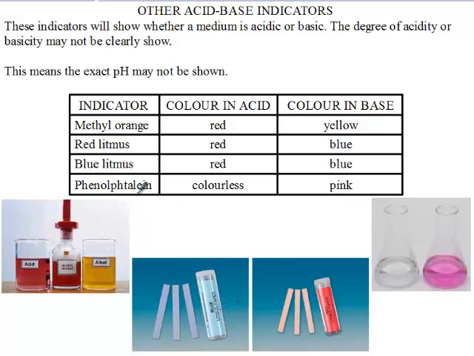Phenolphthalein would become colorless in an acid, and then in a base will give us a pink color. So they are going to tell us if our substance is an acid or a base, but for the exact pH, they are not going to supply us with that knowledge.